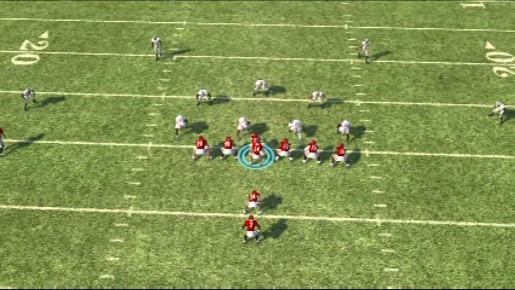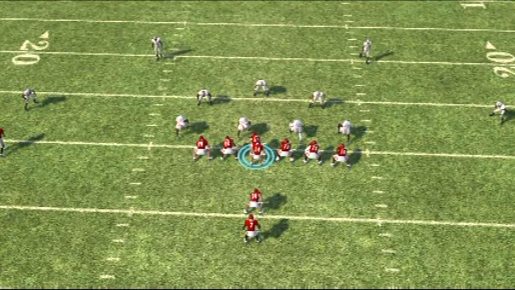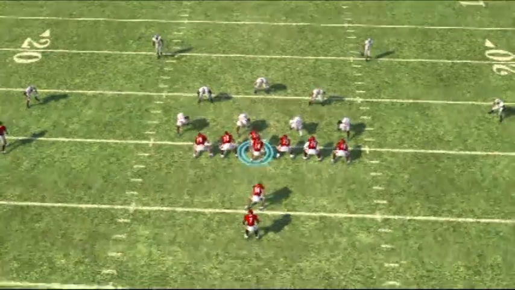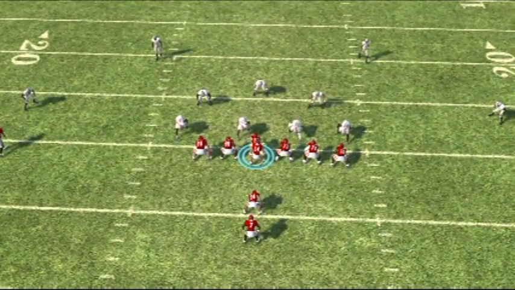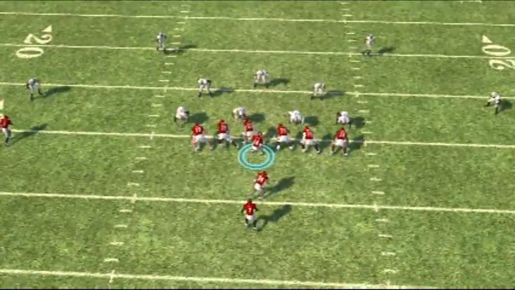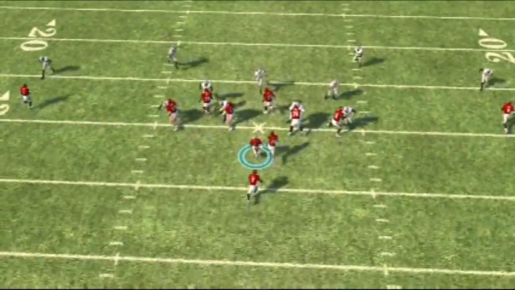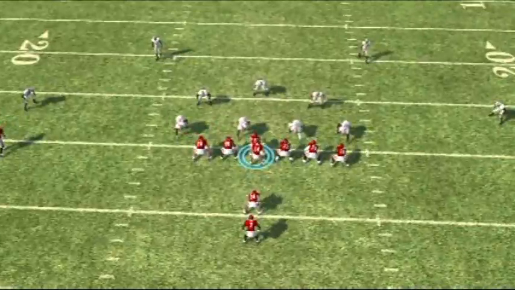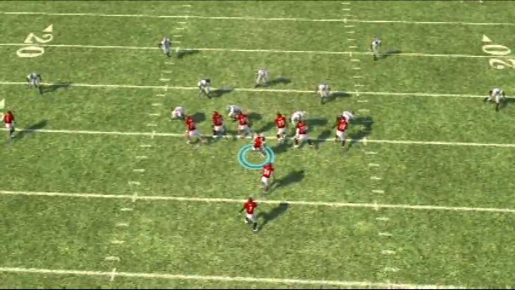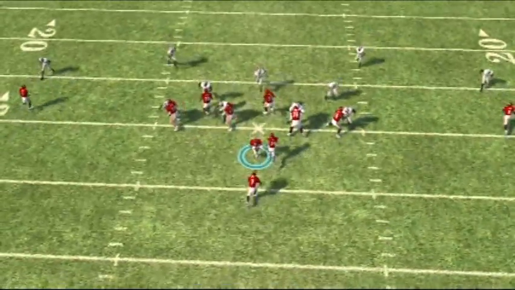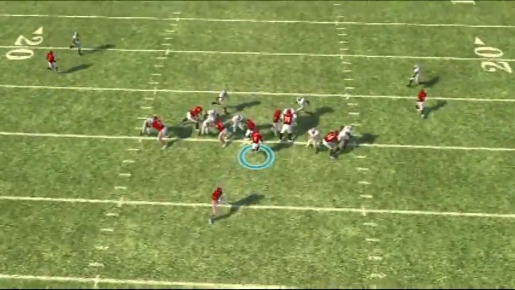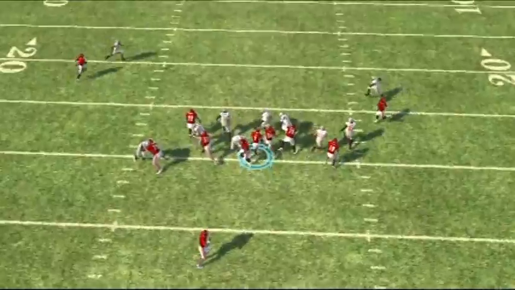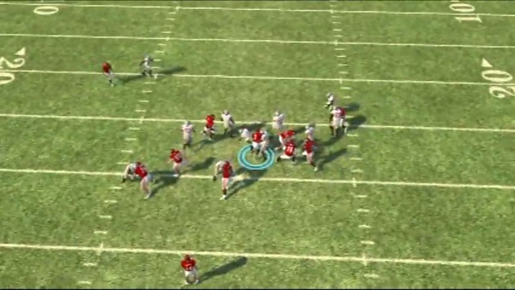But let's go ahead and break down what the blocking assignments were so we can know how those are different when we go to the lead block. Basically what happens is that if you look at the left side of the line, the center, left guard, and left tackle, they all fire out at an angle to the left. And so the center ends up blocking that defensive tackle. The guard goes and blocks the linebacker. Then your right guard blocks the middle linebacker, and your fullback lead blocks on whoever else he happens to run up the middle. You kind of see how that works.